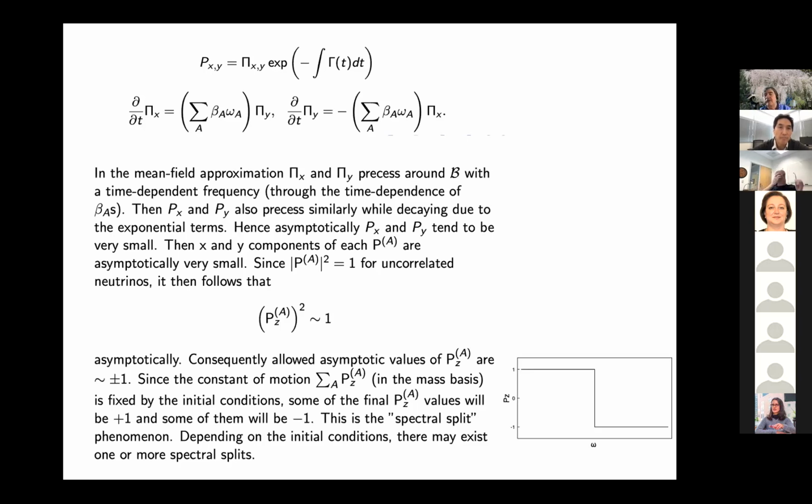As you can see, I show that here very schematically. Basically, as a function of energy, Pz can take sometimes the value plus 1, sometimes the value minus 1, and of course there will be a jump, and that is the spectral split that I had shown you earlier. Depending on the initial conditions, there may exist one or more spectral splits. The only constraint is that the total P sub z is conserved. And as you can see here, it has to be conserved.